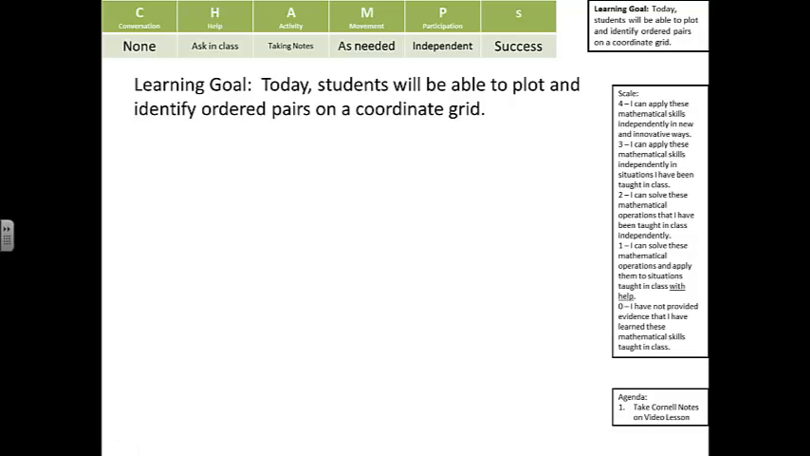Alright, we are ready to begin our next lesson. This lesson is actually the first lesson in a new unit, and the unit that we're going to be covering is going to be graphs and patterns. So we're going to learn how to graph different data sets and then see if we can identify patterns or trends that are in that data.